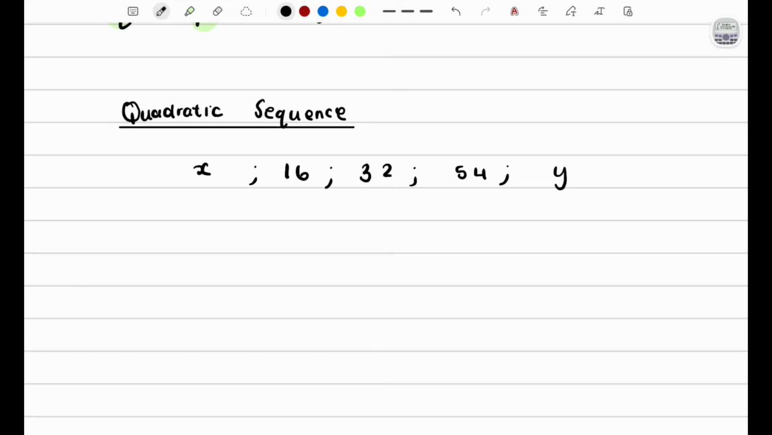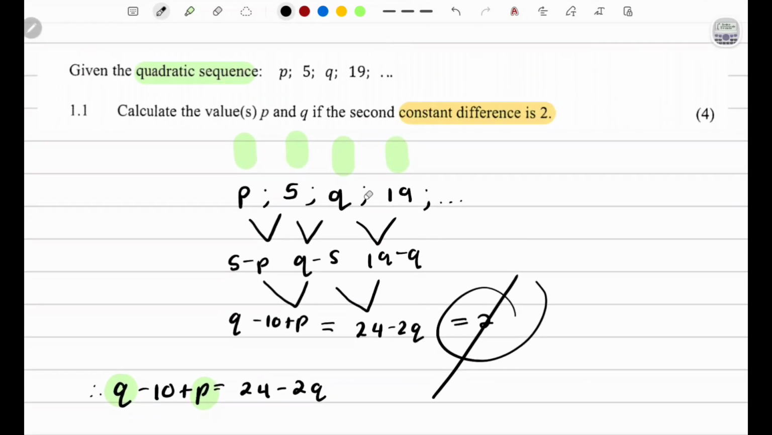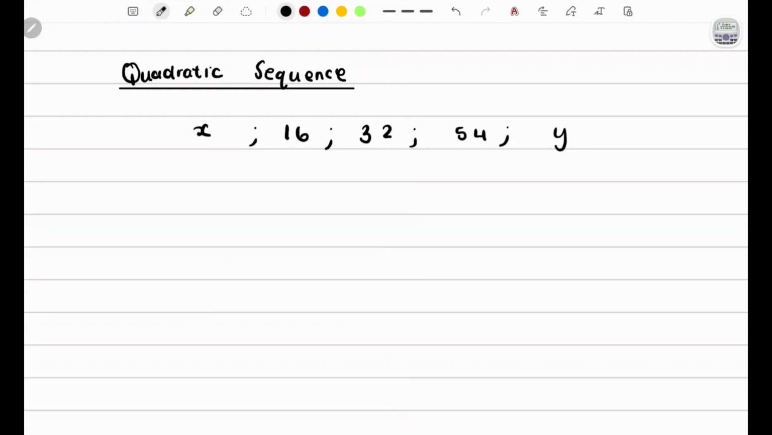There are 5 terms here, but you see that in the previous one, there were 4 terms. Okay, so I'm increasing the number of terms so that this can actually help us to find the missing variables x and y. So we would do the usual, where we would say y minus 54, and then 54 minus 32, which is 22, and then 32 minus 16, which is 16, then 16 minus x. And that will be our first difference.